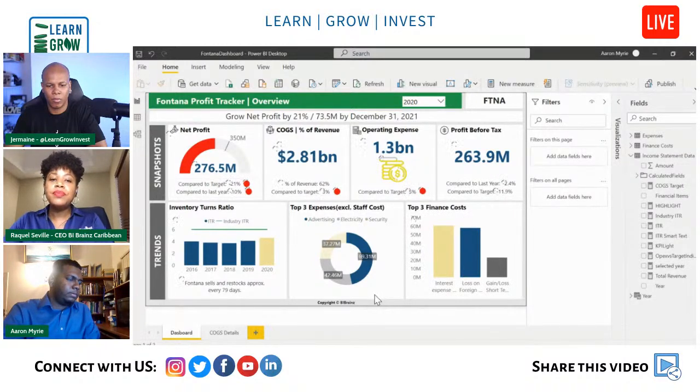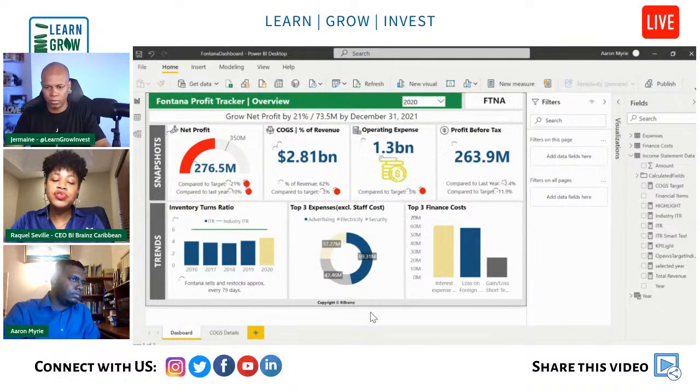And then of course the profit before tax, to see what their profit before tax was, which is 263.9 million. And we pulled that out because we're trying to get to this target here. Fontana is trying to get to this target of growing their net profit by 21% or 73.5 million.